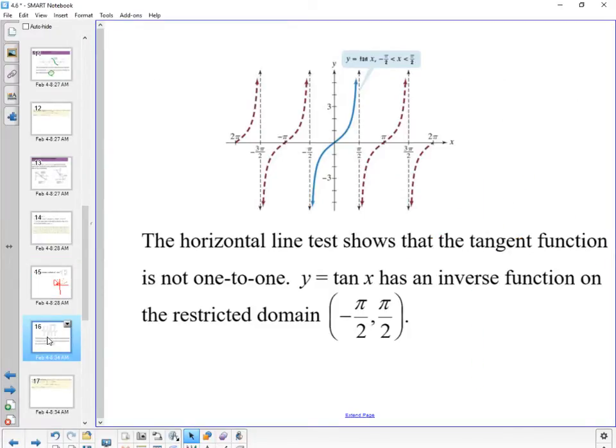Last one! So they're not all 1 to 1. None of them are 1 to 1. So they all have to be restricted. Notice that the tangent also repeats itself over and over and over. So we're going to restrict it to just one of those intervals. One period of it. And that goes from negative pi halves to pi halves.